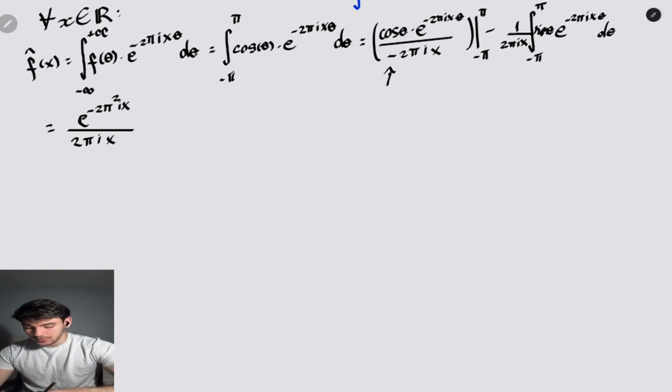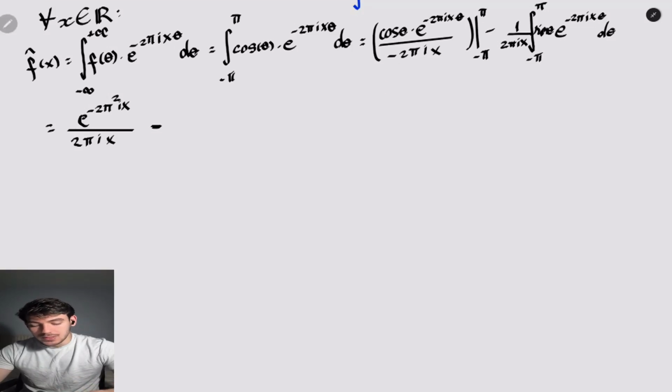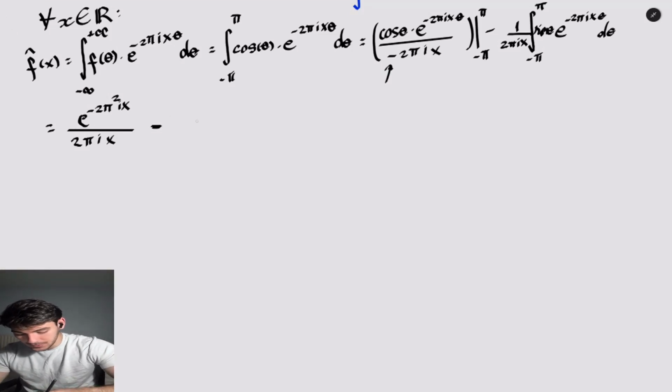And the second term, we have a minus. And then we have minus pi, so we'll have cosine of minus pi, that's minus 1 again. And then we are going to cancel out once again with this minus here on the denominator. So we'll have simply the exponential of minus pi, so the power here will be positive, 2 pi squared ix, divided by 2 pi ix.